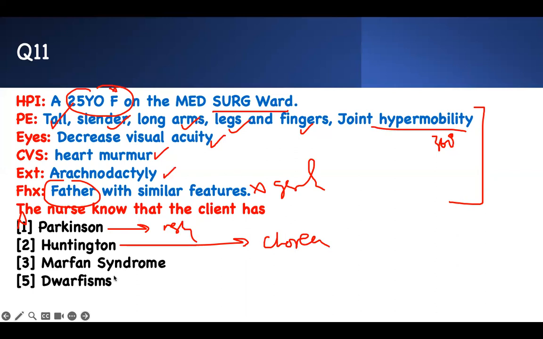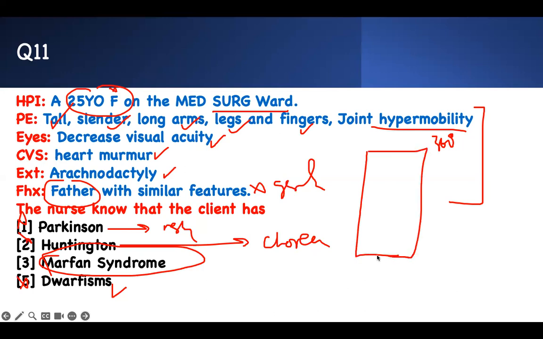Dwarfism? The guy is so tall. How can he be dwarfism? Think Marfan syndrome. This is a connective tissue disease where these individuals are long, everything is long and slender. They're very tall, like giants, but they have no body fat, very lanky. Their hands can reach very far. This is Marfan syndrome, a connective tissue disease.